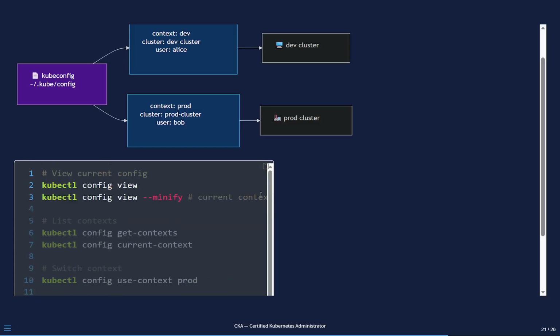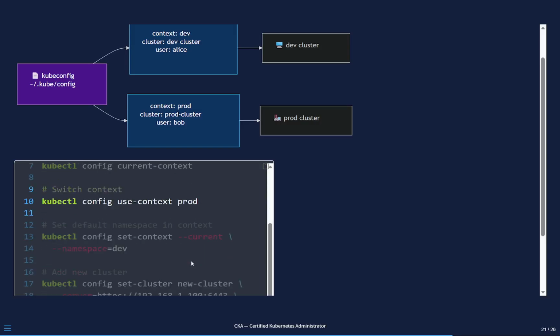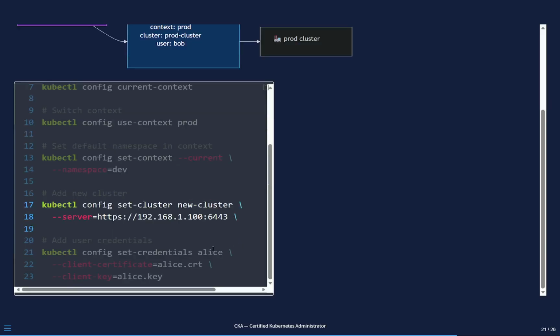Click. The essential commands: kubectl config view to inspect the file, kubectl config get-contexts to list all available contexts, kubectl config current-context to see which one is active, kubectl config set-context --current --namespace=dev to change the default namespace in the active context. Do this immediately at the start of a problem set to avoid accidentally running commands in the wrong namespace.